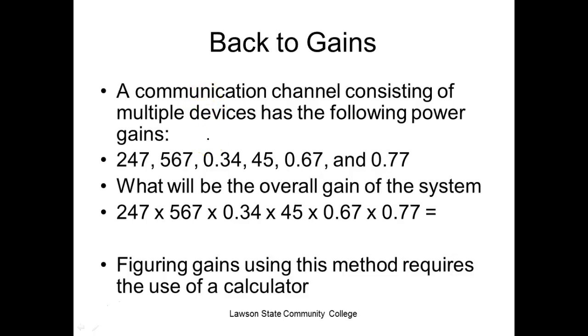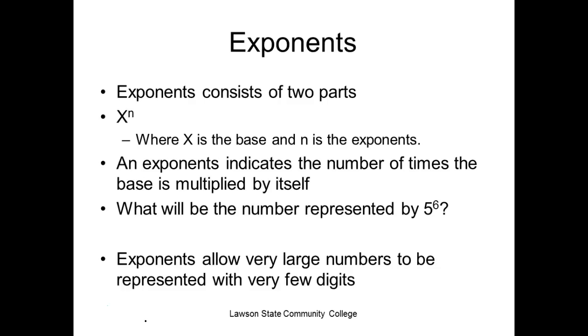The communication channel consists of multiple devices, has the following power gains. Y'all can do this. I'm just going to go ahead and go through this. That would be a big gain, right? Exponents consist of 2 parts. And what's 2 parts?